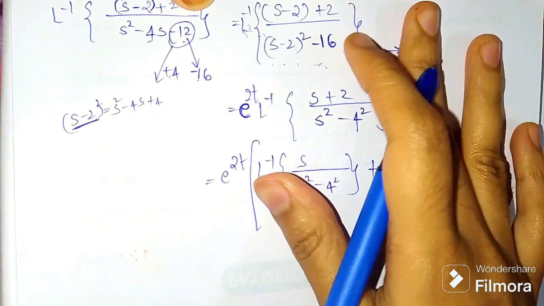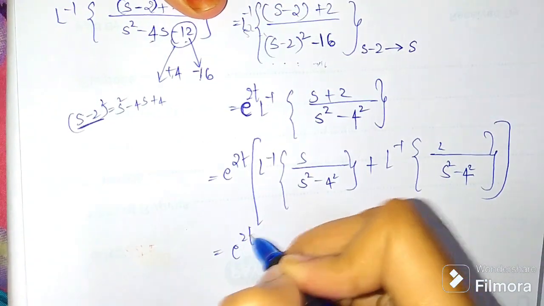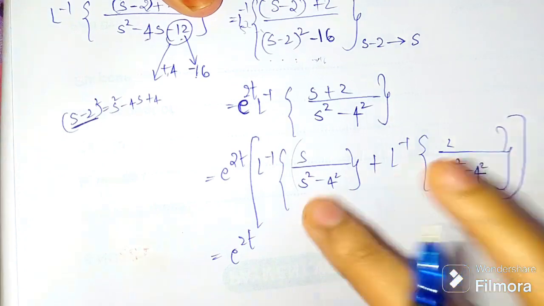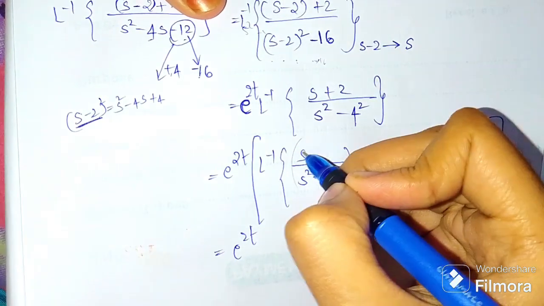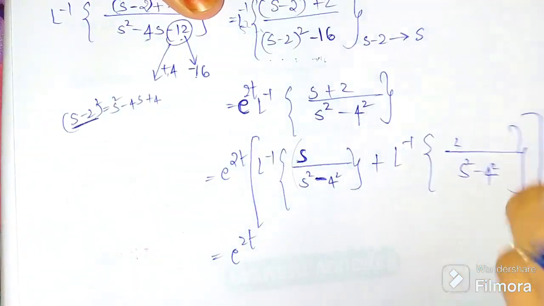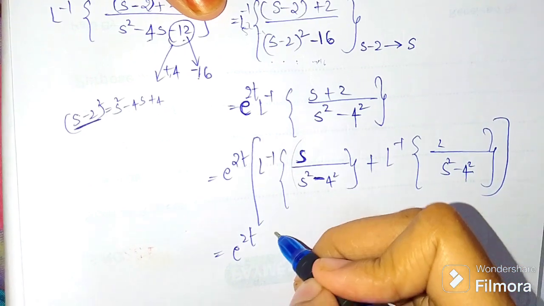So this will be which formula? Cos ht. Can you see? Minus is there, s is there. So it is cos ht. So my a is 4. So the answer is cos h4t.